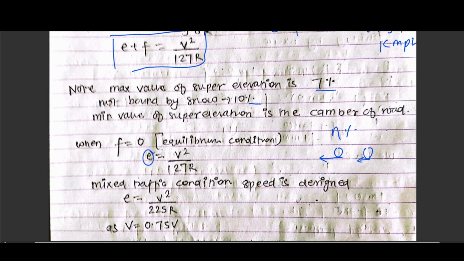Okay. And for mixed traffic conditions, we consider V as 0.75 V, and our final output will be V squared by 225R, and this is also a very important formula that you should remember.